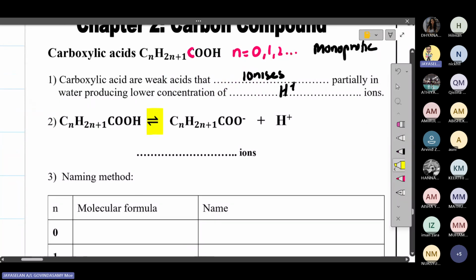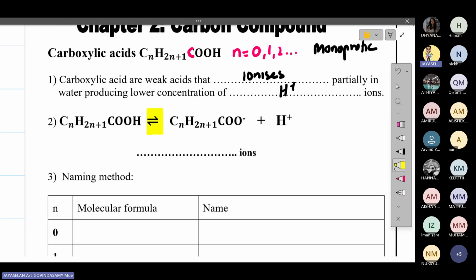Once it ionizes partially, we must use a reversible arrow. If ionized completely, use 1 arrow. A reversible arrow means ionized partially. Only some of it breaks apart. So once it has ionized, this ion is known as what ion?